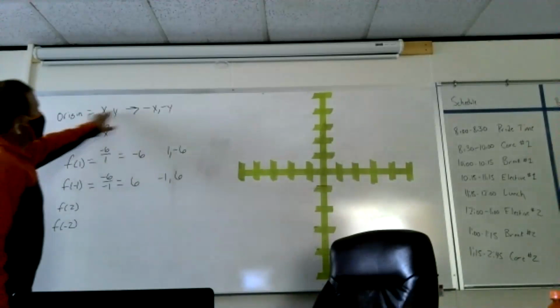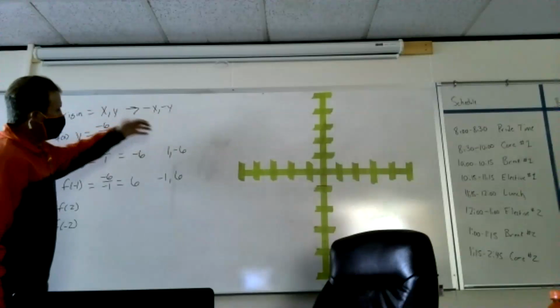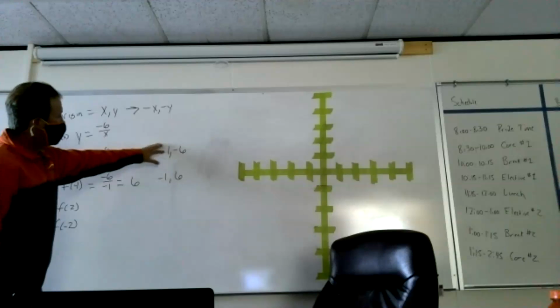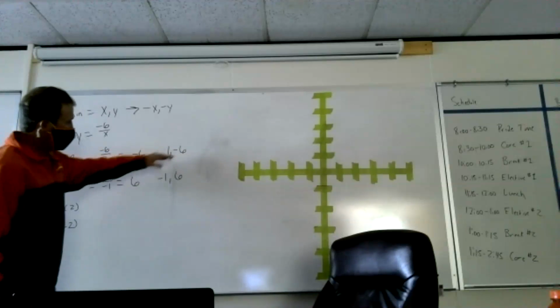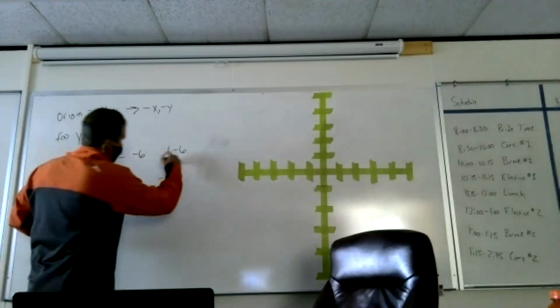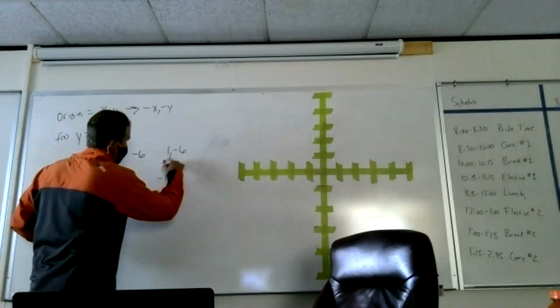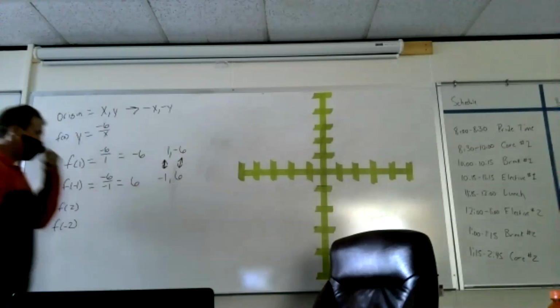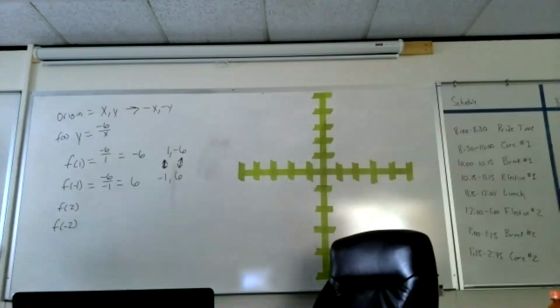So when you're thinking about negative x, negative y, you want to think about taking the opposite. So when I plugged in a positive 1, I got a negative 6. But when I plugged in a negative 1, I got a positive 6. These are both opposites of each other. Negative 6 is the opposite of 6. 1 is the opposite of negative 1. So my first points check out.